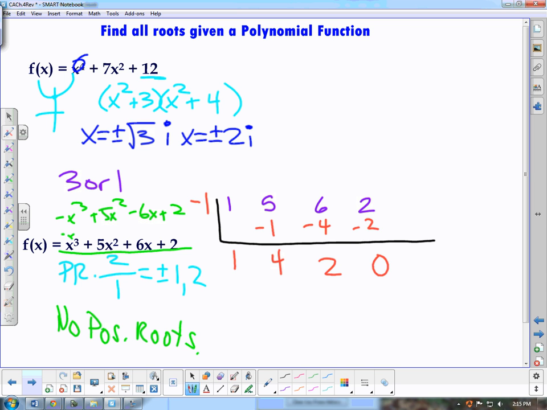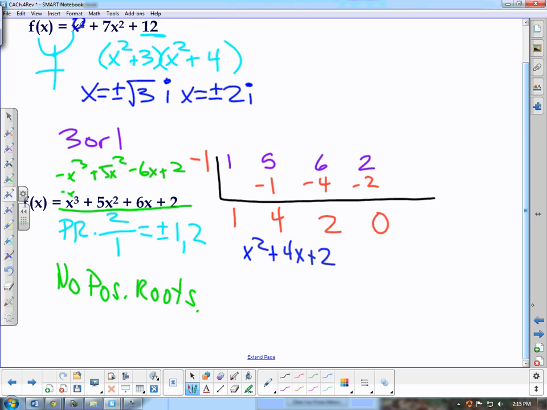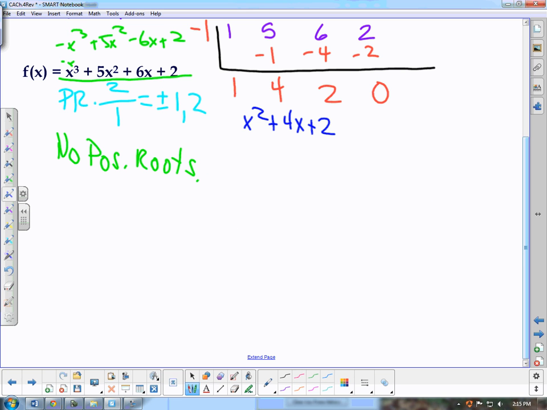Imagine that. So then you are left with x squared plus 4x plus 2. You cannot factor that because there are no factors of 2 that get you to 4. So then you have to turn to your quadratic formula. And that would be a negative 4 plus and minus the square root of 4 squared minus 4 times 1 times 2, all over 2 times 1.